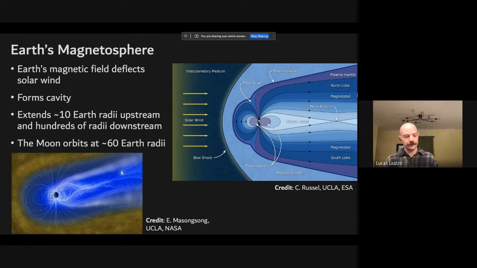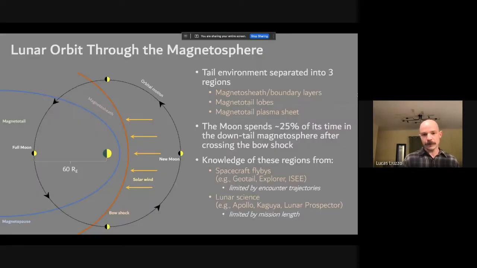So the moon, of course, which orbits the Earth, is orbiting at around 60 Earth radii. So for approximately a quarter of the moon's orbit, it spends exposed to the magnetotail plasma. And Earth's magnetosphere essentially can be broken down, to first order at least, into three separate regions.